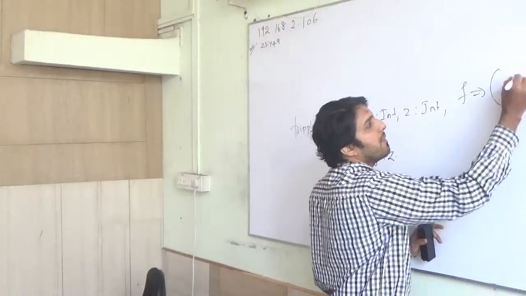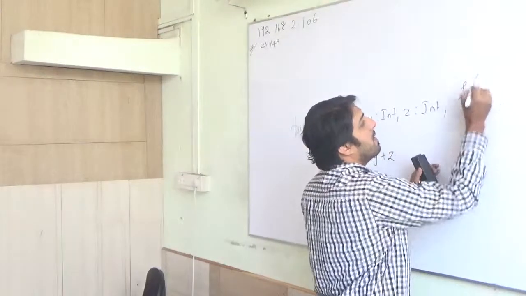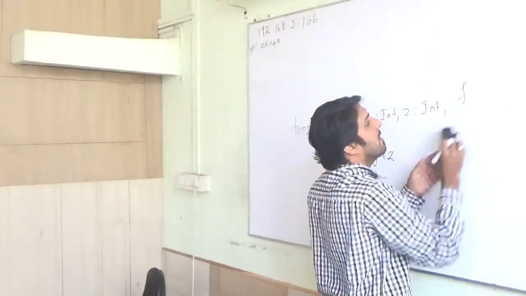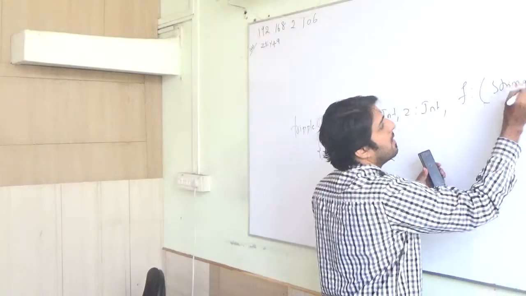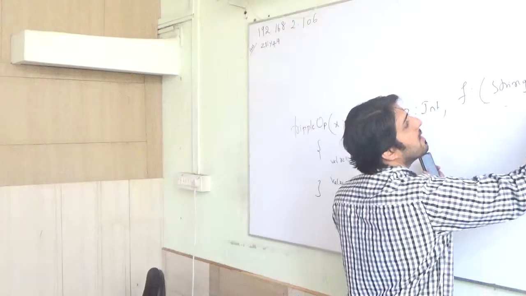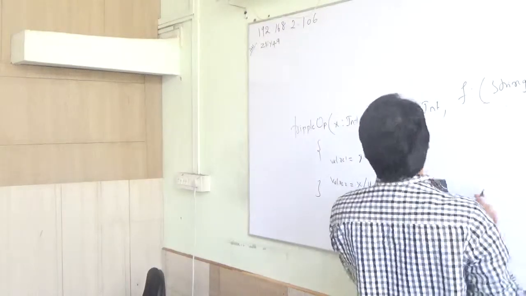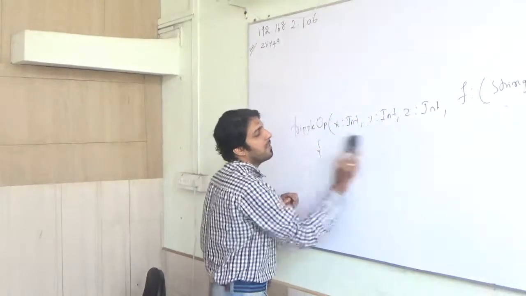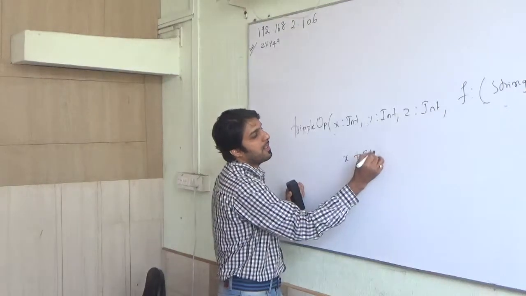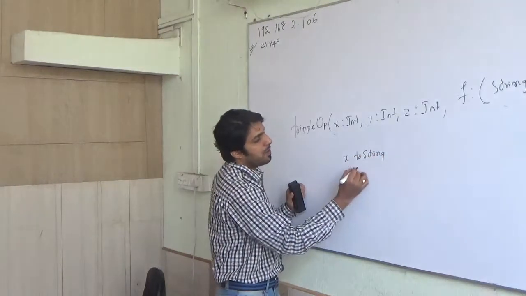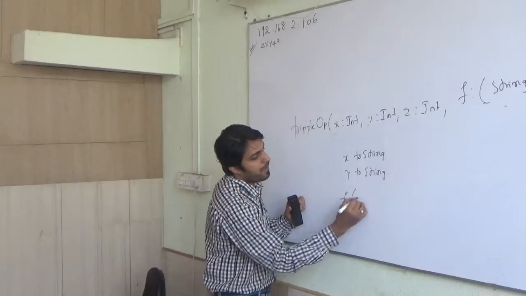Like we can take a string function which takes string and returns string. This is the function that takes string. What we are doing is we are taking x to string, y to string. Then we are doing f of x.